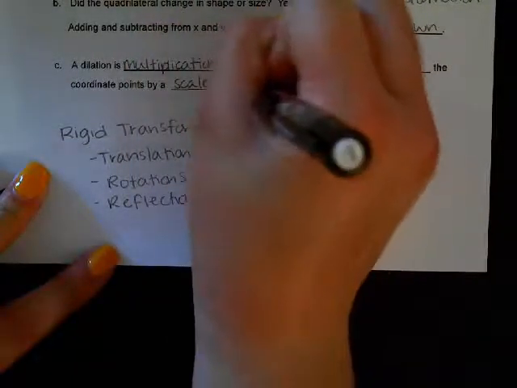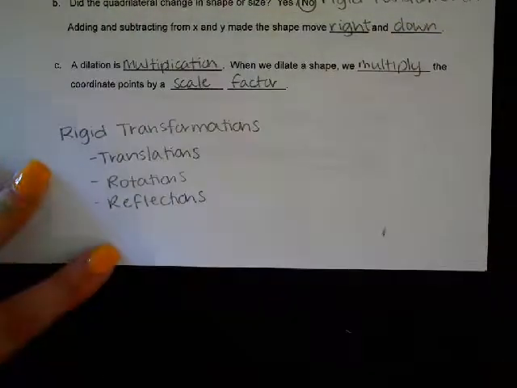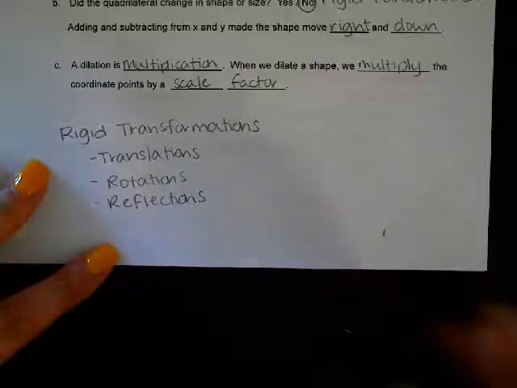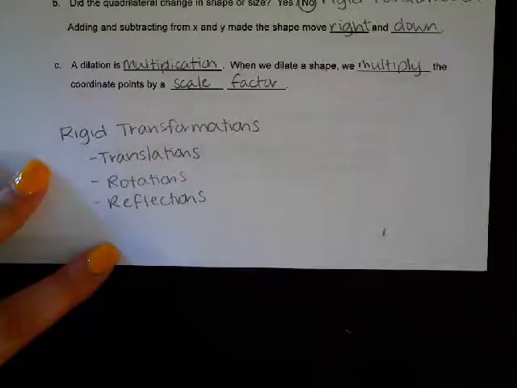So if you're going to make the shape twice as big, you're going to multiply the coordinates by 2. If you're going to make the figure 1/3 as big, you're going to multiply the points by 1/3. See how that works? Okay. So this is no longer a rigid transformation, because you're not taking the shape and moving it somewhere else. You are actually resizing the shape.